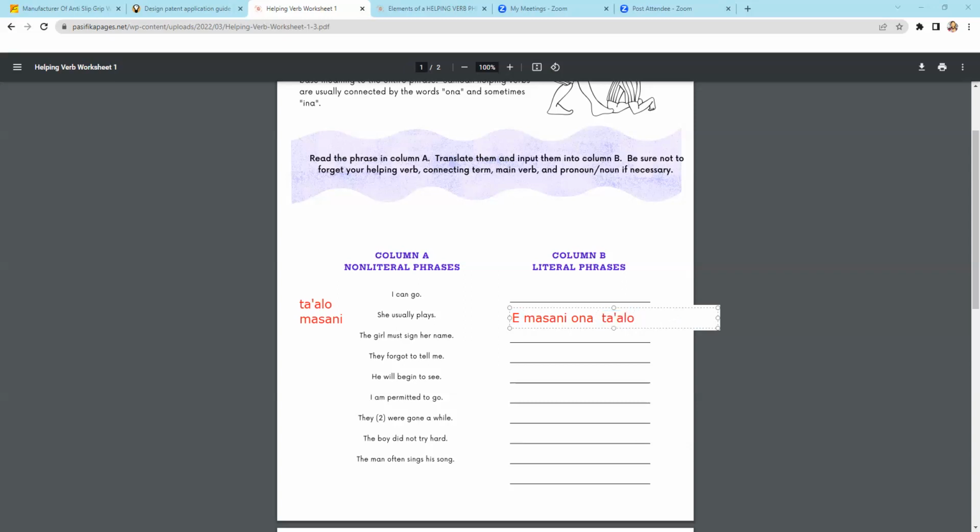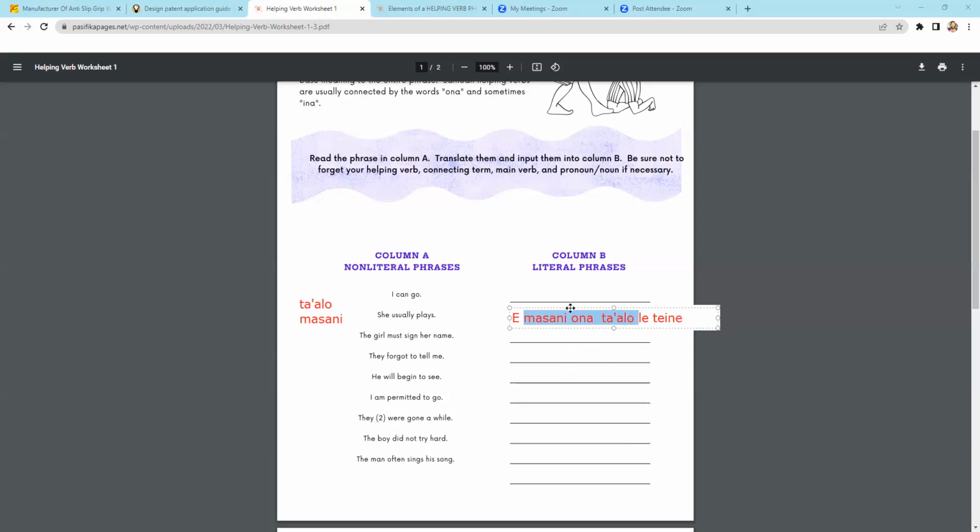And I know this is probably the first time here for a couple of you. This is all new information, I'm sure. E masani ona ta'alo le teine. The girl usually plays. So, some people say, when you're translating from Samoan to English, you kind of read from the middle, go to the front and come to the back. So the girl, and then usually plays. The girl usually plays. All right.